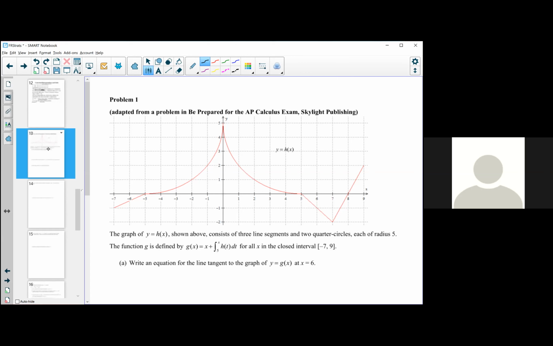Then they define this function g by g of x is x plus the integral from 5 to x of h of t dt, where h is this function that's graphed up above, and g has a domain of x equals -7 to x equals 9, just like the function h's domain. So part A, write an equation for a tangent line to the graph of g at x equals 6. So we need 2 things for a tangent line. We need g of 6, and we need g prime of 6.